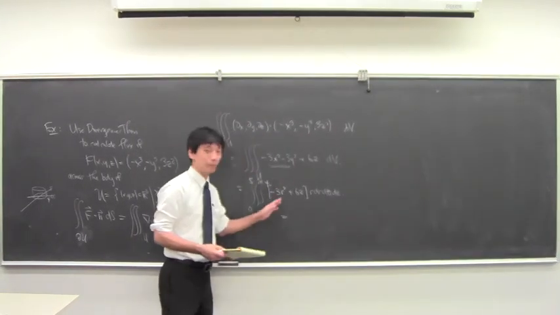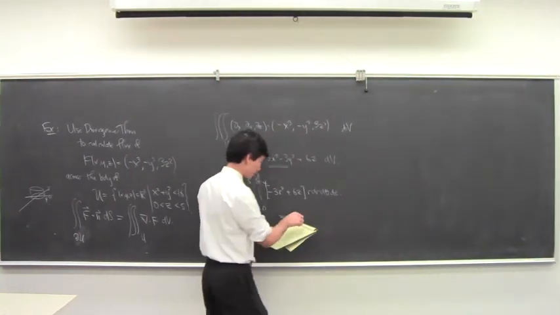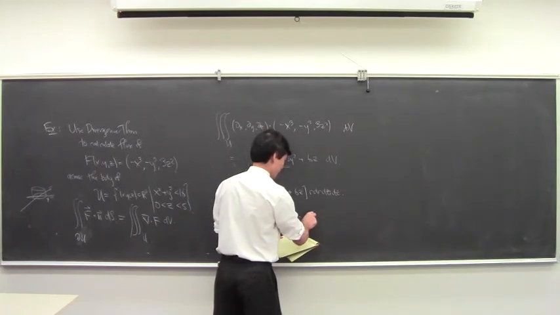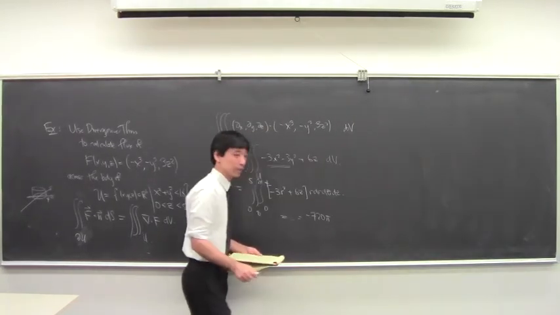And then from there on, you're back in calculus 2, and you end up with negative 725.